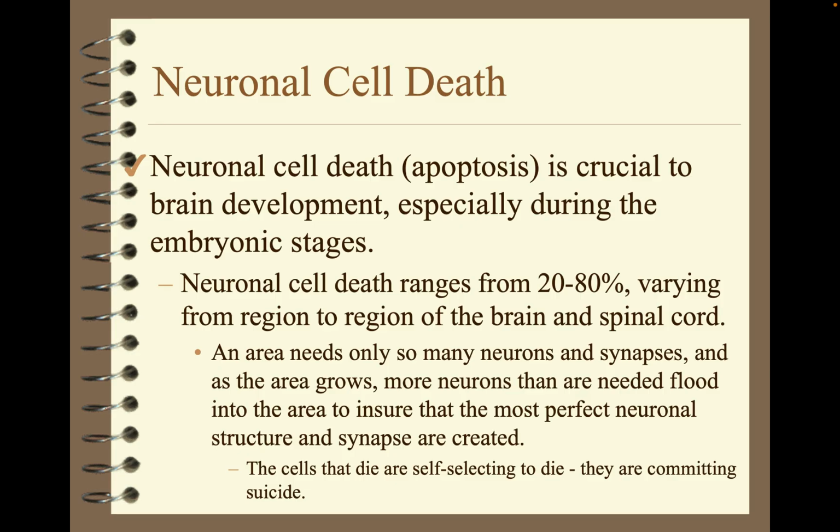Neuronal cell death, apoptosis, is crucial to brain development, especially during the embryonic stages. Neuronal cell death ranges from 20 to 80%, varying from region to region of the brain and spinal cord. An area needs only so many neurons and synapses, and as the area grows, more neurons than are needed flood into the area to ensure that the most perfect neuronal structure and synapse are created. The cells that die are self-selecting to die. They are committing suicide.